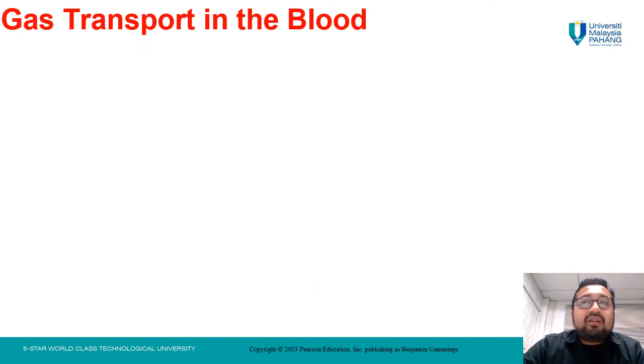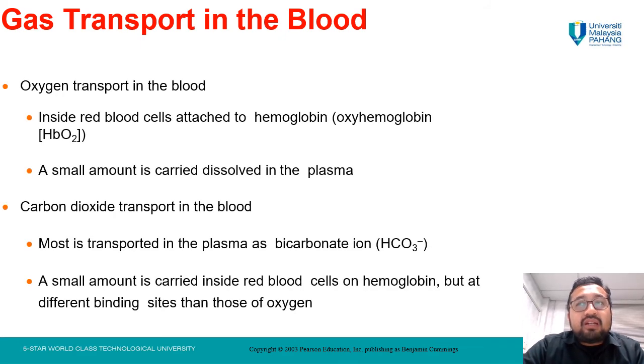And then from the external respiration, ada exchange of gases berlaku dah, and then gas tu transport pun di dalam circulatory system. Oxygen transport in the blood is inside the RBC attached to hemoglobin. So bila dia dah attach dengan hemoglobin, dalam blood tu ada RBC. Kita dah belajar di endocrine system. Erythrocyte, we call it as oxyhemoglobin lah kalau dia dah attach dengan oxygen. A small amount is carried dissolved in the plasma.